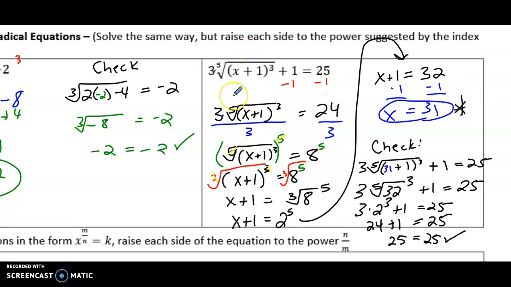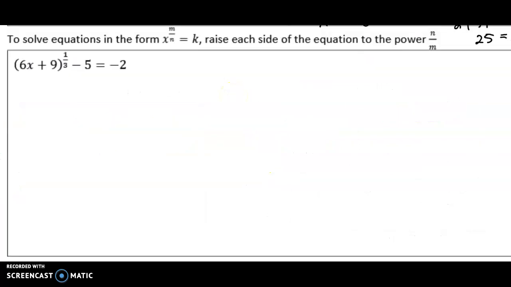There's another way to do this type of problem. We're going to look at it right below. If your problem is written as a fraction exponent instead of a radical, we can think about taking the reciprocal power to both sides of the equation so that we undo that exponent. So I have (6x + 9) to the 1/3 power. We could also think of this as the cubed root of (6x + 9), all minus 5 equals -2. So over here we would get rid of the 5 and then take everything to the 3rd power. It's basically the same thing, just take everything to the reciprocal power.